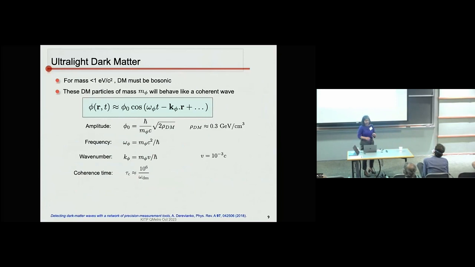So if there is something like this and you have a large occupation number, then you think of these fields more like waves instead of, you know, particles. And so you have a narrow band signal.